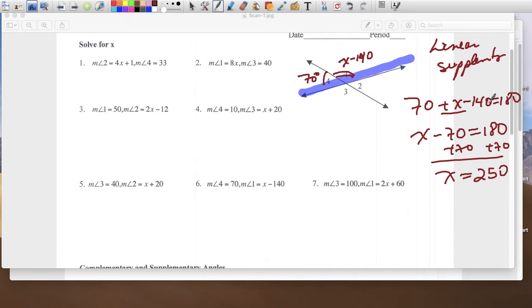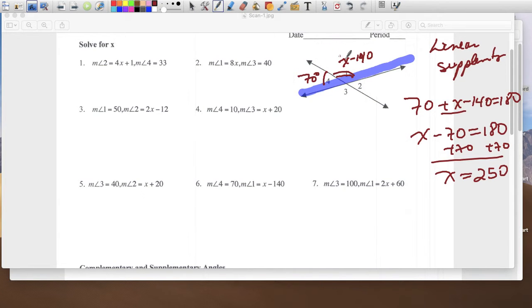Uh-oh, something's wrong here. Hang on a second. It's number 6, angle 4 and angle 1. x minus 140. And angle 4 equals 70. So, oh, okay, so I'm right. All right, sorry. So x equals 250.